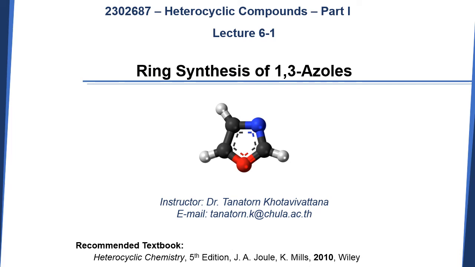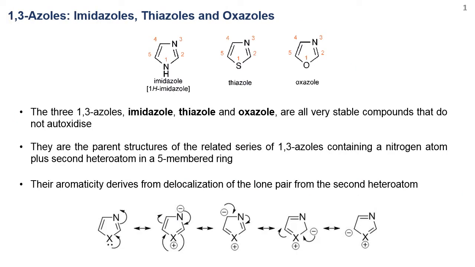In this lecture, we are going to talk about azoles, both 1,3 azoles and 1,2 azoles. In the first clip, we will mention the ring synthesis of 1,3 azoles. For 1,3 azoles, there are three important classes: imidazole, thiazole, and oxazole, containing nitrogen, sulfur, and oxygen respectively.